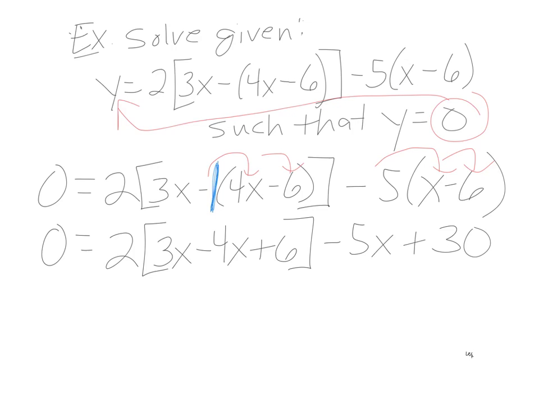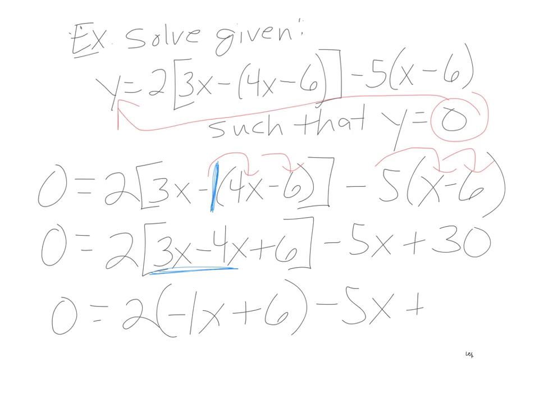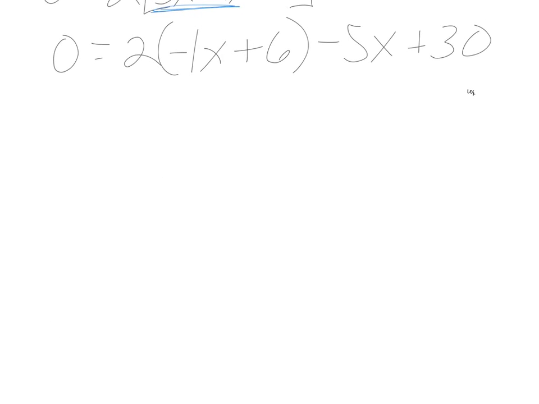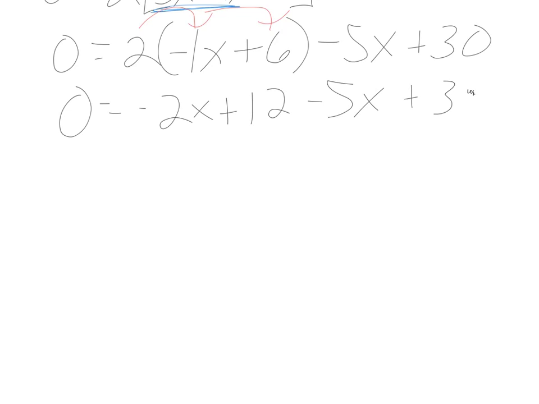Now within the bracket, I can combine 3x minus 4x. 0 equals 2, and I don't have to keep doing the bracket. I can do parentheses, it doesn't matter. 3x minus 4x is negative 1x plus 6 minus 5x plus 30. Then we need to distribute the 2. 0 equals negative 2x plus 12 minus 5x plus 30.